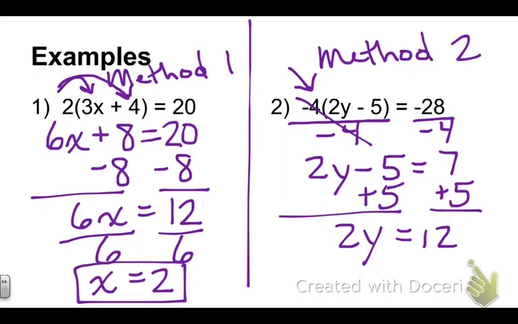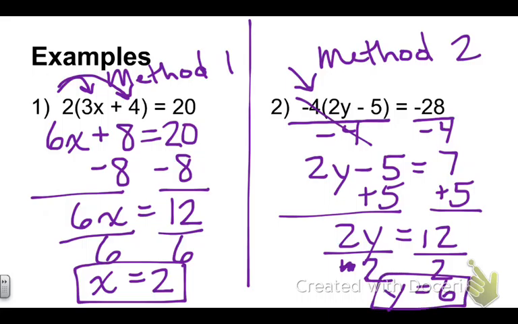Y is multiplied by 2. The inverse operation is dividing by 2. I have no idea why I put a negative sign there. Divide by 2. Divide by 2 on both sides. And y is 6. Either method is going to work. It's just a personal preference. What do you feel more comfortable with? What would you like to use?